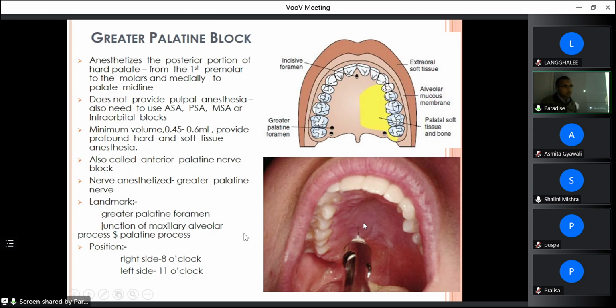And you have to aspirate. If it is negative, then you have to rotate the needle by 90 degrees. Again you have to aspirate. Again, if it is negative, then you have to deposit about 0.45 to 0.6 ml of local anesthesia for the greater palatine nerve block.